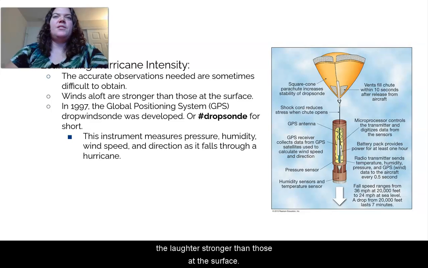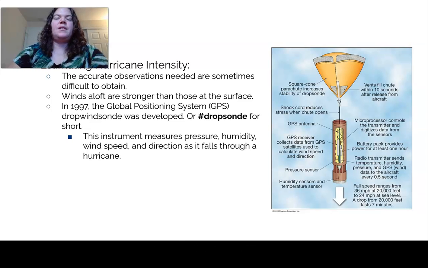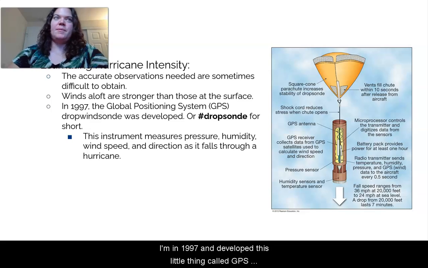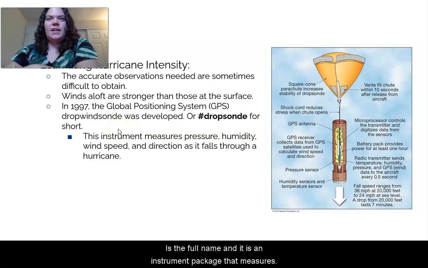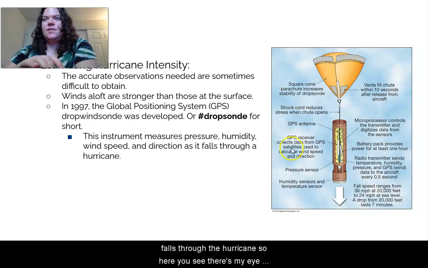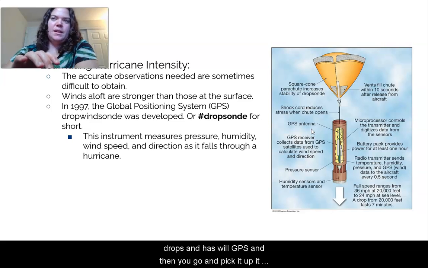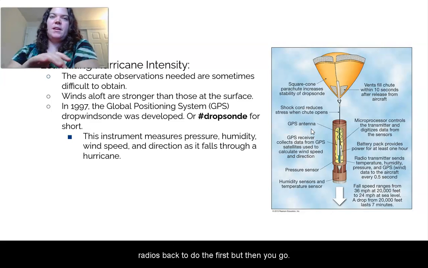So winds aloft are stronger than those at the surface. In 1997, they developed this little thing called GPS. You might have heard of it, Global Positioning System. So we made these things called drop sondes, or drop wind sonde is the full name. And it is an instrument package that measures wind speed, direction, humidity, and pressure as it falls through the hurricane. So here you see, oh, there's my drop sonde. It has a little GPS, and then you go and pick it up. It radios back the data first, but then you go pick it up.